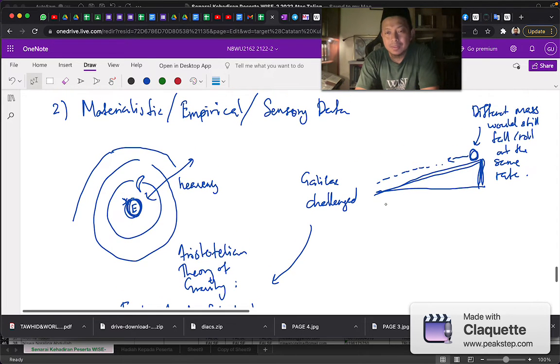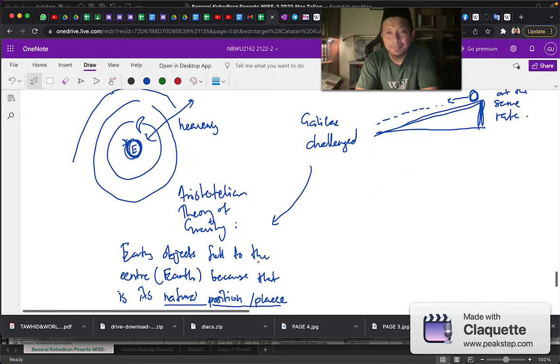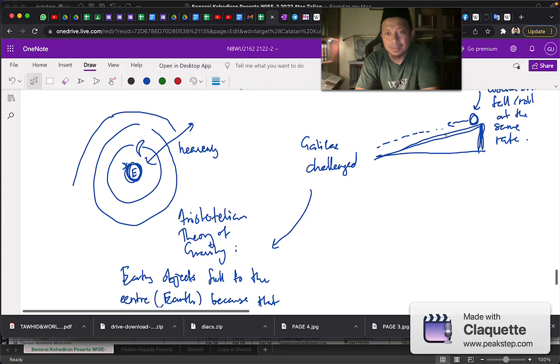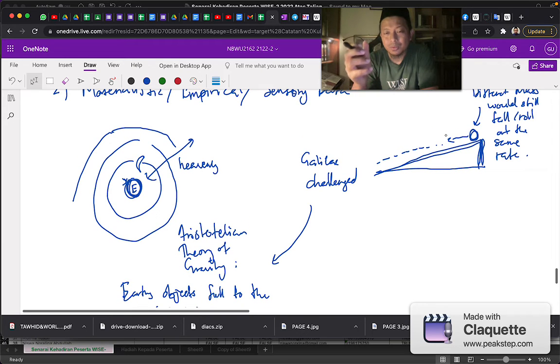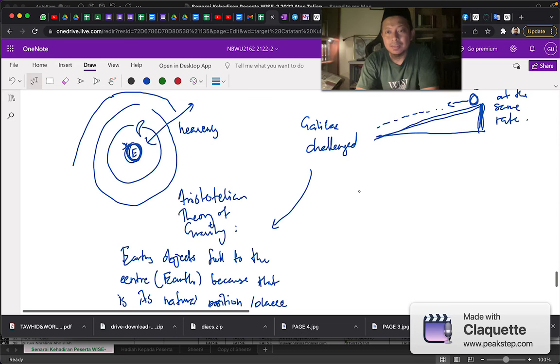So this is the mathematical aspect, meaning you want a precise measurement. But at the same time, to observe this, to actually check this claim, is also in favor of things that are empirical in nature, meaning you can sense this, we can detect this through our senses, through our own direct observation.